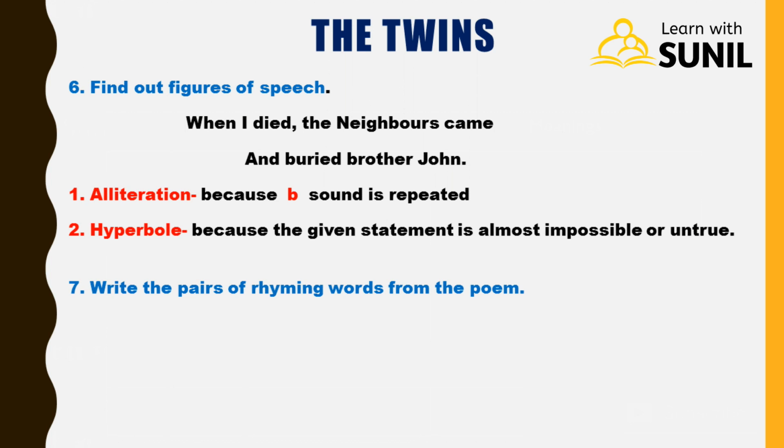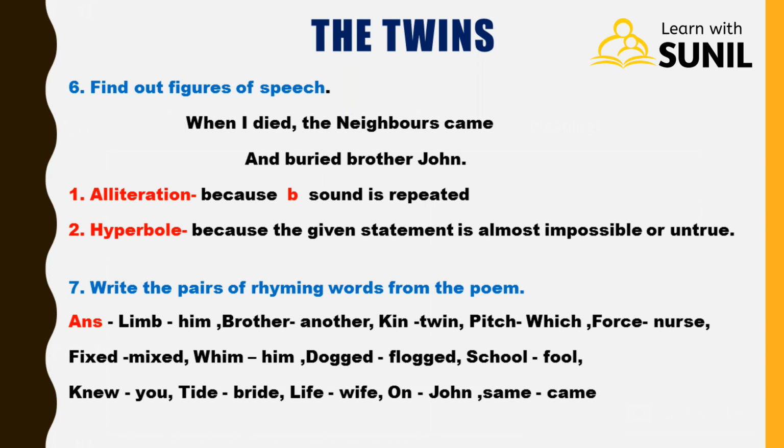Seventh question, write the pairs of rhyming words from the poem. Answer: limb, him; brother, another; kin, twin; pitch, which; force, nurse; fixed, mixed; whim, him; dogged, flogged; school, fool; new, you; tide, bride; life, wife; on, John; same, came.